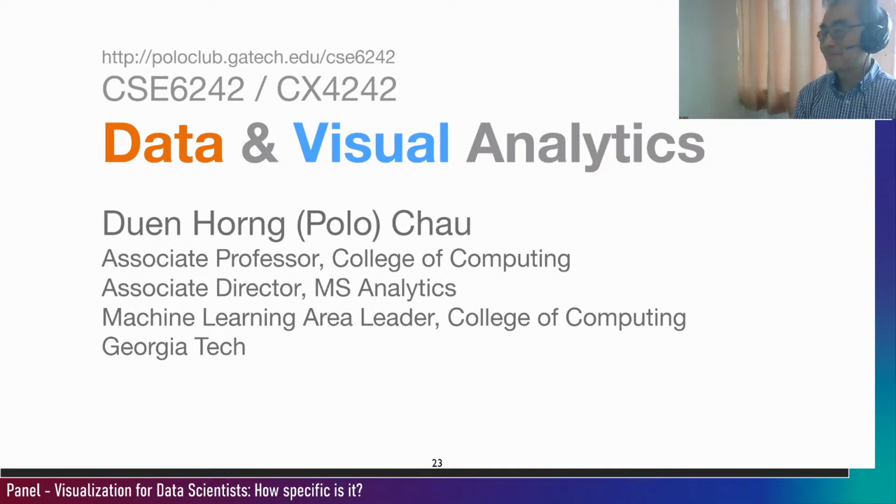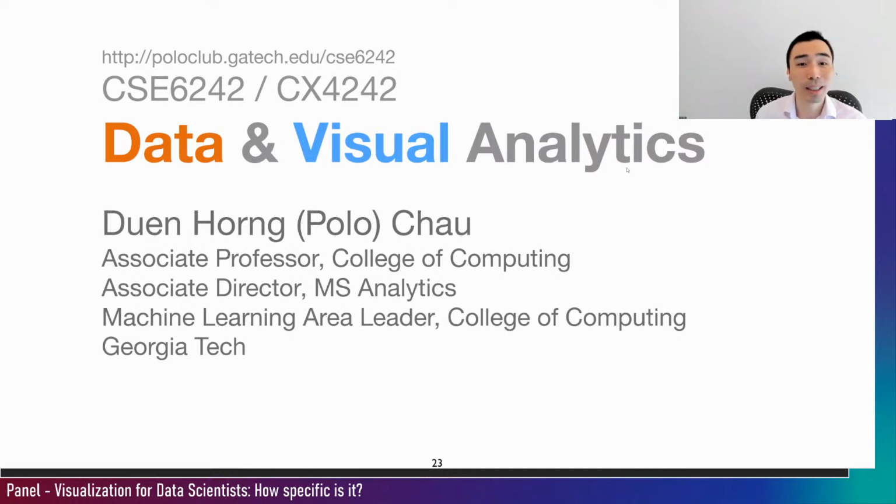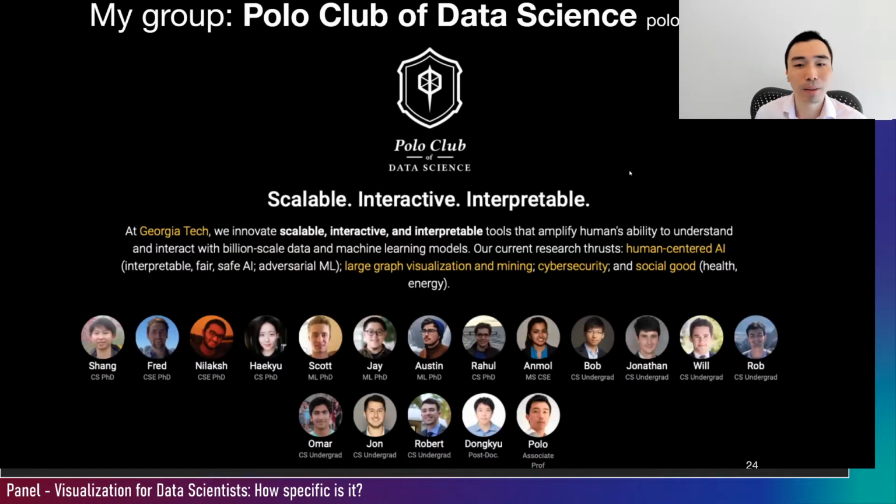Yes. So at Georgia Tech, I teach a class called Data and Visual Analytics. And it's very related to what I do for research. At Georgia Tech, my research lab is called the Polo Data Science lab, like you name things after yourself. And what we work on is to develop scalable, interactive, interpretable tools for understanding large amounts of data and also complex machine learning models and so on.